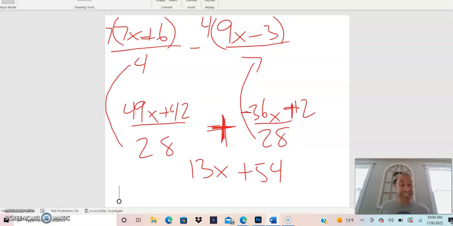Some of you are used to seeing that. If that's the case and it makes it easier for you, go ahead and do that. And then all over our 28. The only way I could simplify here is if I've got a number that all three of these can be divided by, and there isn't. Instead of it being a 13x, maybe if it was a 14x, then I can divide them all by a 2, and then that would give me something to do there.